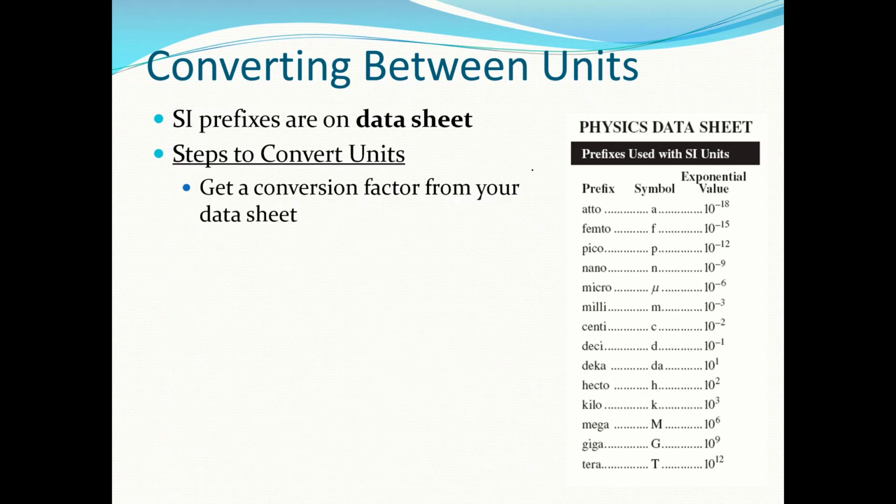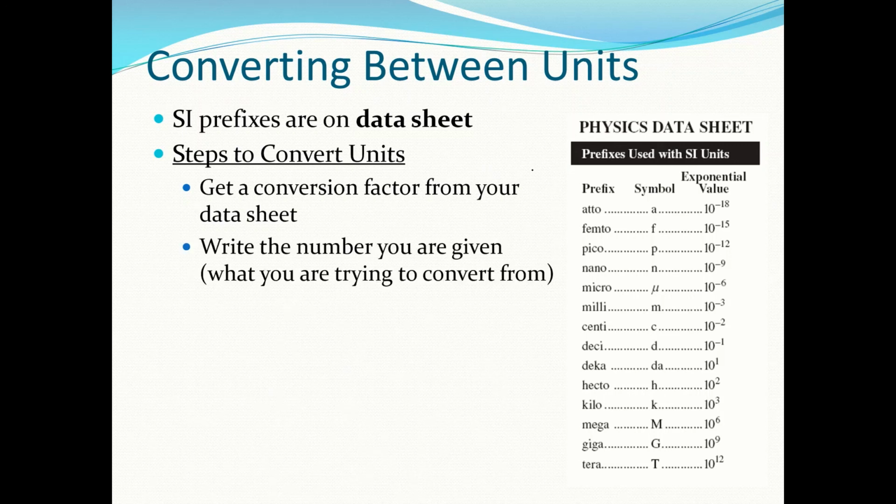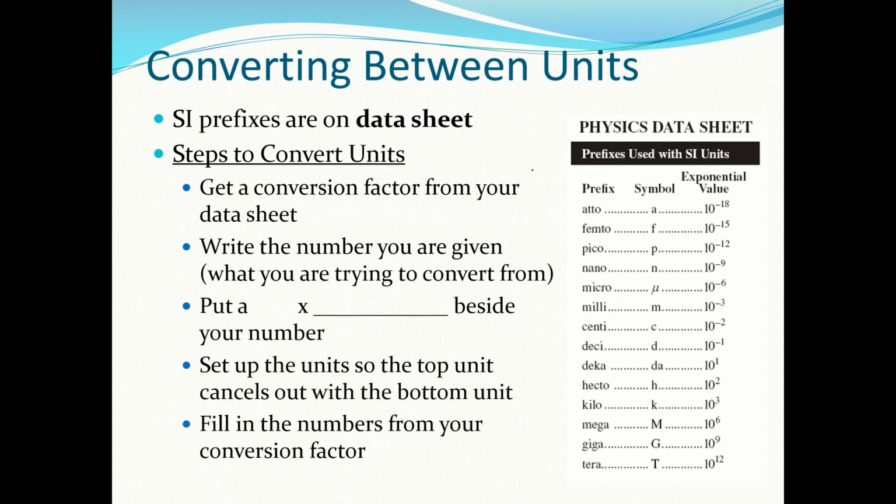So step 1 is you need to get a conversion factor from your data sheet. Step 2, write the number you are given, what you're trying to convert from, put a times sign and a line beside your number, set up the unit so that the top unit cancels out with the bottom unit, and fill in the numbers from your conversion factor sheet, or the conversion factor that you got in the first step. Those are the steps. If you follow these steps, you will do every one of these correct. If you try your own steps, you're going to get some of them wrong.